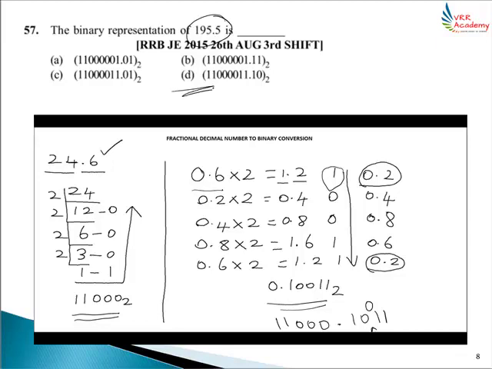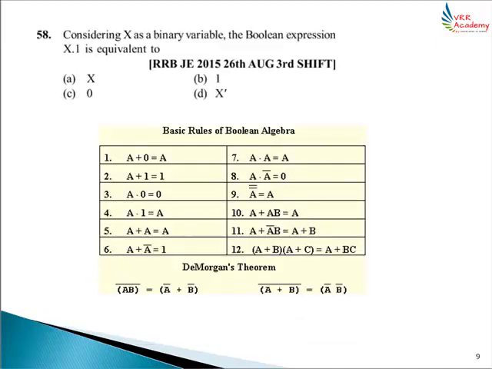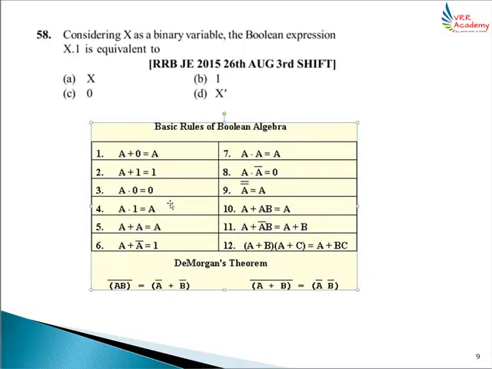You can try this. Now I'm going for the next question. Question number 58. Considering x is a binary variable, the Boolean expression x AND 1. Here we have to follow the Boolean algebra properties already given. Using the properties, you can easily solve this. This is the identity property, so using the identity property you can solve it very easily.